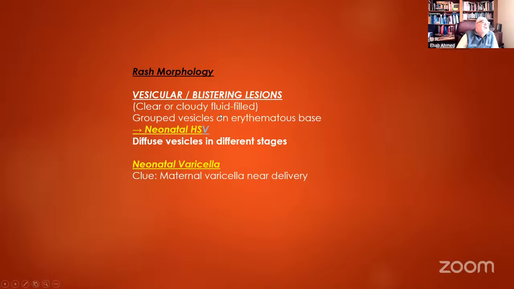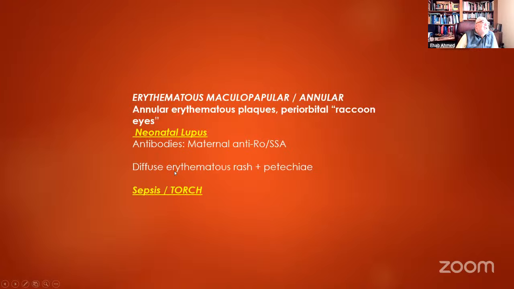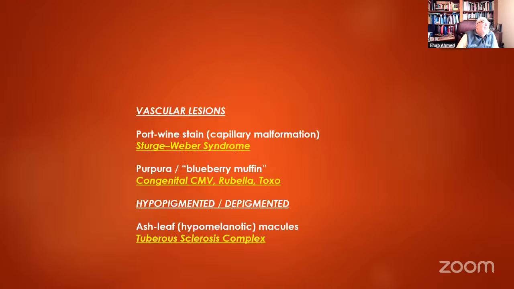Vesicular and blistering, like in HSV and in varicella. Erythematous, maculopapular or annular, like in IP or in neonatal lupus. It could be cellulitis, abscess, erythema only, like in sepsis. Blueberry muffin, like in congenital infection.